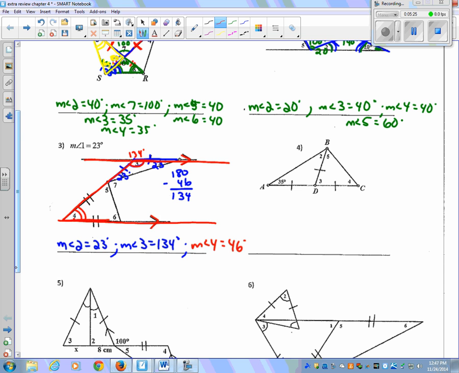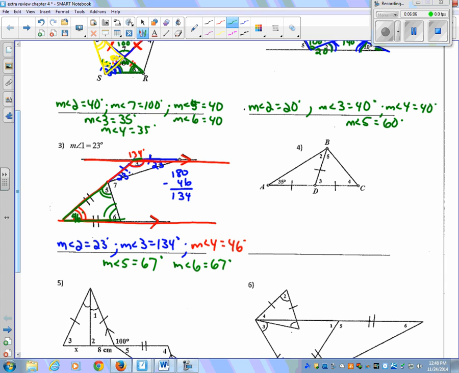And since that's 46 degrees, we have another isosceles triangle down here. 5 and 6 are congruent. So we take 180 minus 46, which we already know is 134, and split that in half, and we're going to get 68 degrees for each. Measure of angle 5 equals 68 degrees. Nope, sorry, 67. 67 degrees for each. I knew that didn't sound right.